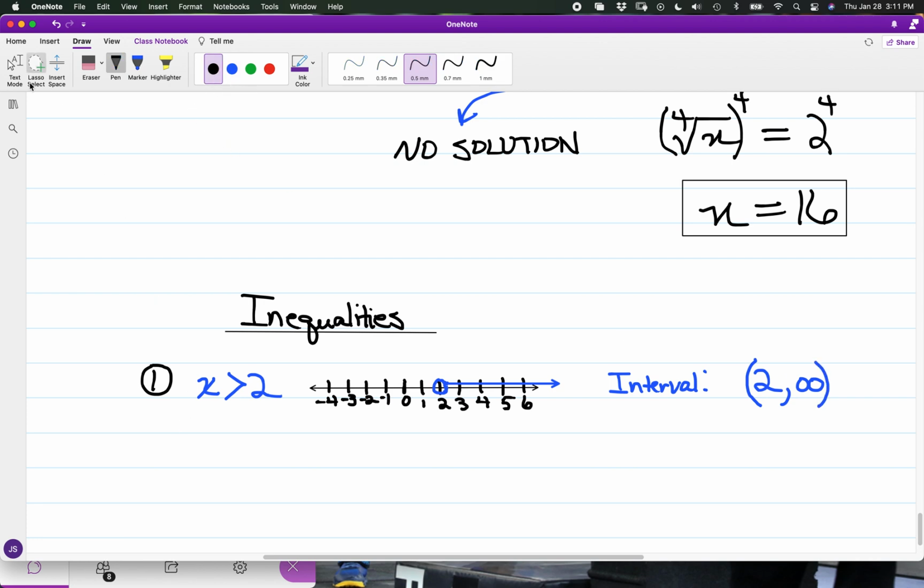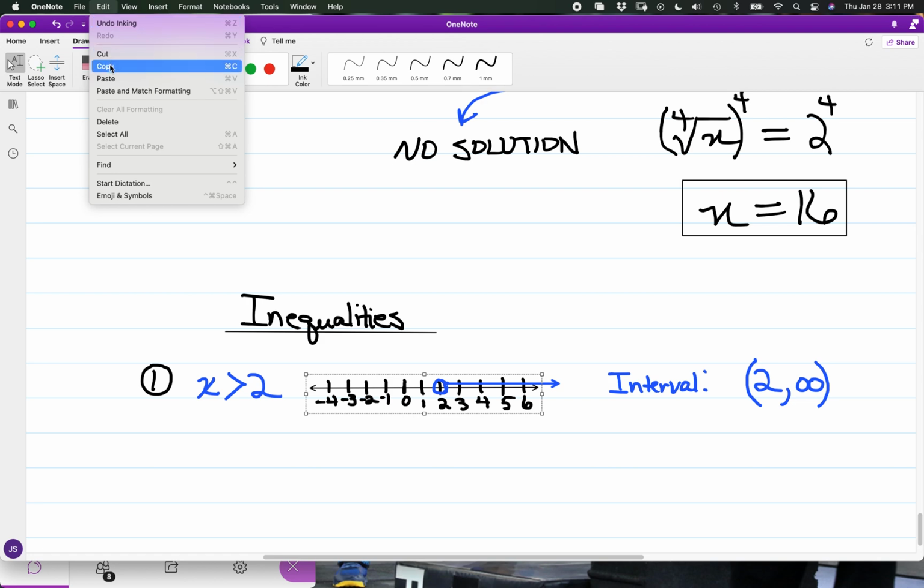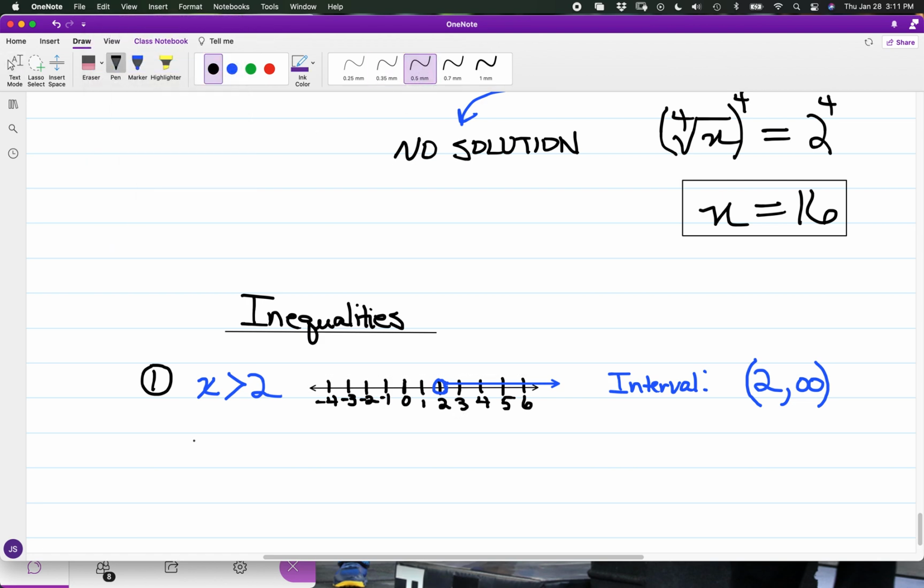Now let's say we have another inequality. In this one, we'll say that we have x is greater than or equal to -1.